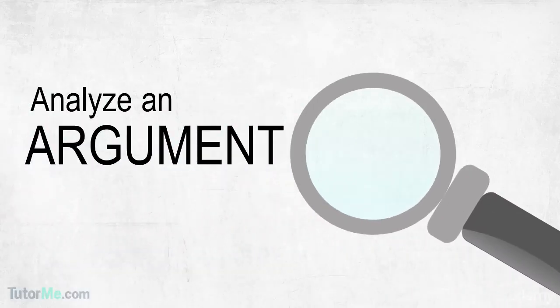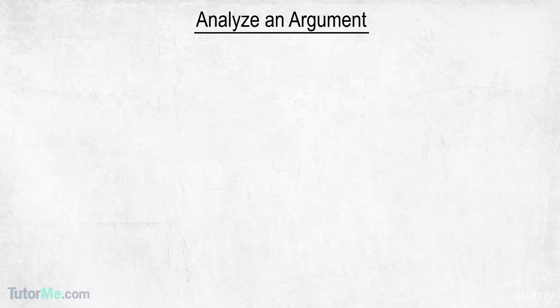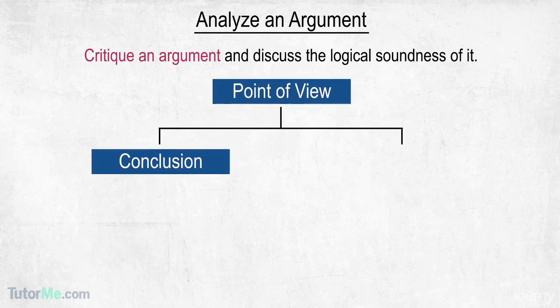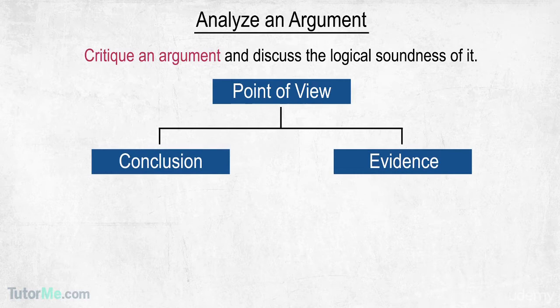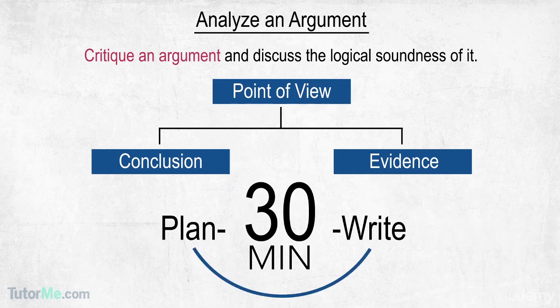Analyze an argument. The Analyze an Argument section of the test requires you to critique an argument and discuss the logical soundness of it. You're given an expressed point of view that contains a conclusion and supporting evidence. You are not required to agree or disagree with it. You have 30 minutes to plan and write your critique.